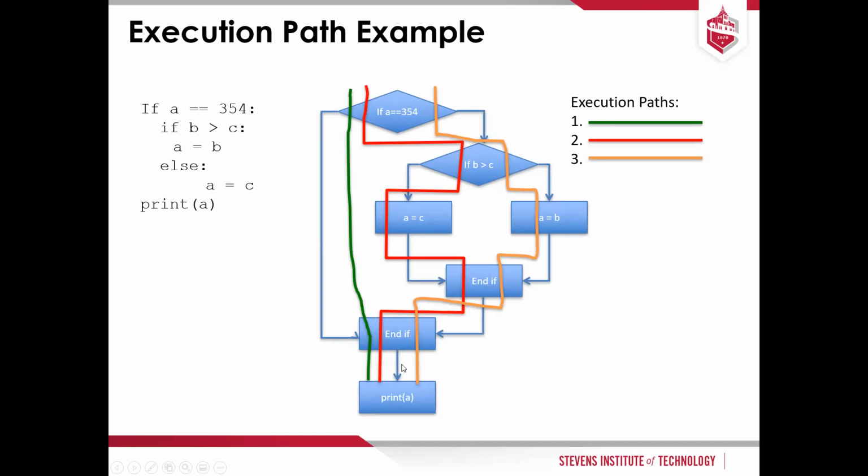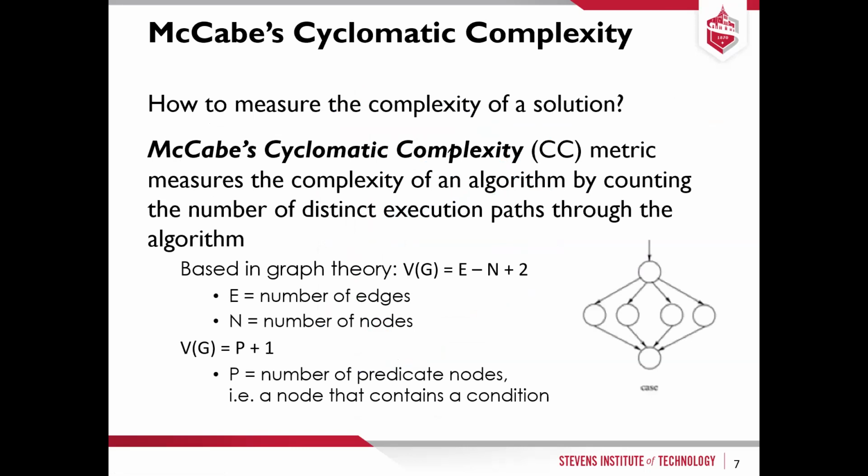So in this example, how many nodes do I have? 1, 2, 3, 4, 5, 6, and 7. How many edges do I have? 1, 2, 3, 4, 5, 6, 7, and 8. So I have 7 nodes and 8 edges.